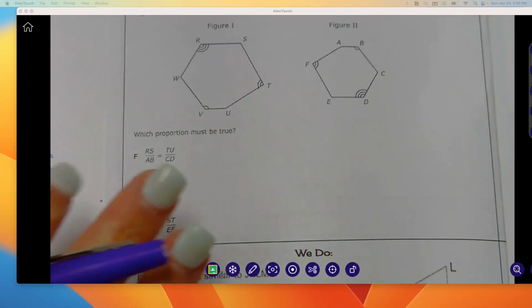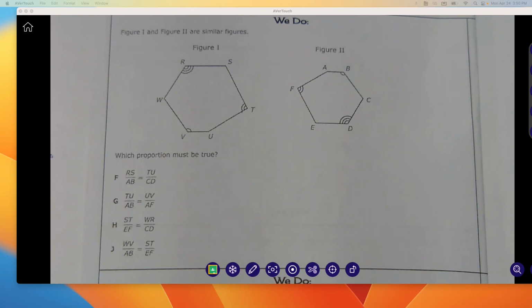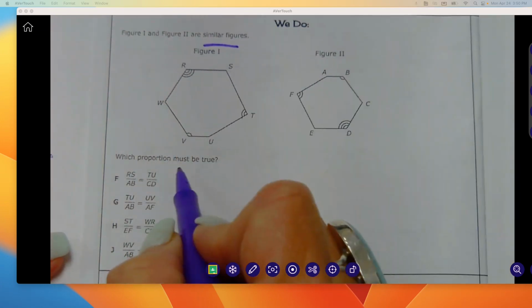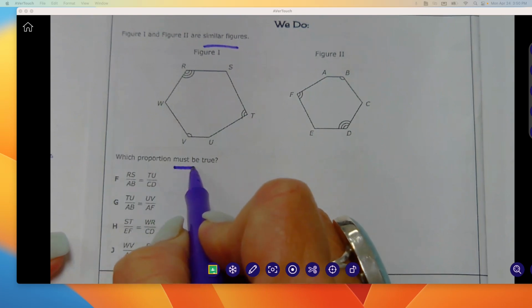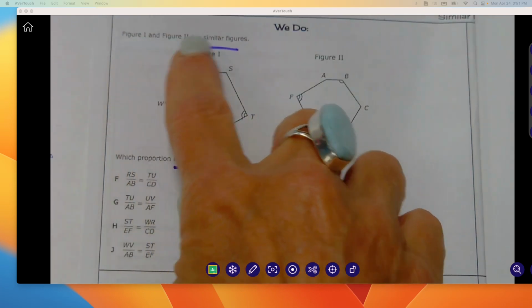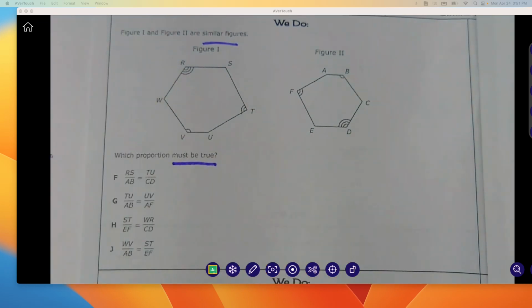Okay, let's go ahead and look at number one. It says that figure one and figure two are similar figures. They want to know which proportion must be true. Okay, guys, the easiest way to do this is if it has letters either up here or on the figures, the easiest way to do is put them in alpha order.